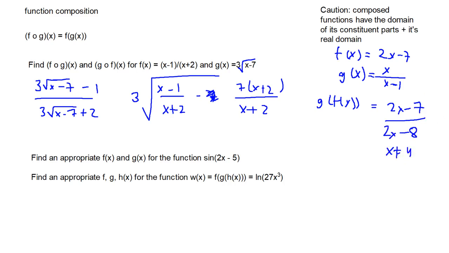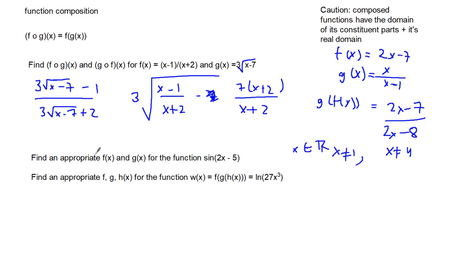But this is a composed function. So we have to take the domain of each part as well. So what's the domain of f of x? It's all real numbers. What's the domain of g of x? X can't be equal to 1, right? So you have to say x can't be equal to 1 and x can't be equal to 4, when x belongs to the real numbers.